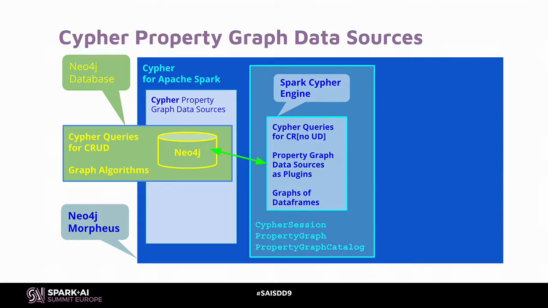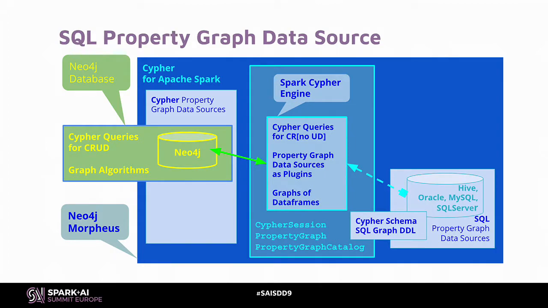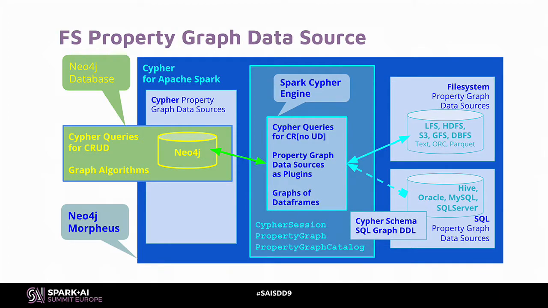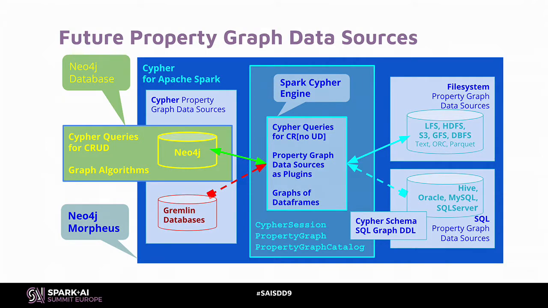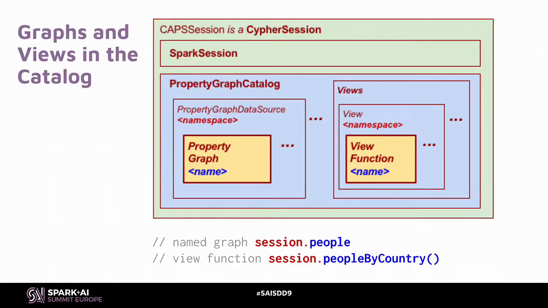There is a SQL property graph data source that lets us project SQL data in a federated fashion from multiple underlying data sources into a graph. We have one that lets us save and load data from the file system, and there are plans for future data sources. So, for example, the Cypher for Gremlin project might lead to the ability to draw data out of Gremlin databases or cloud services and bring that into the Spark environment.